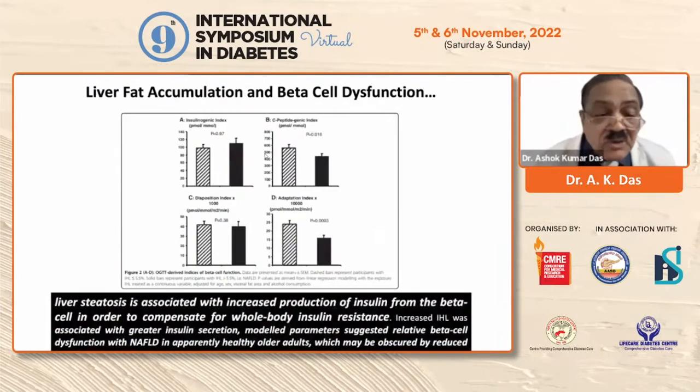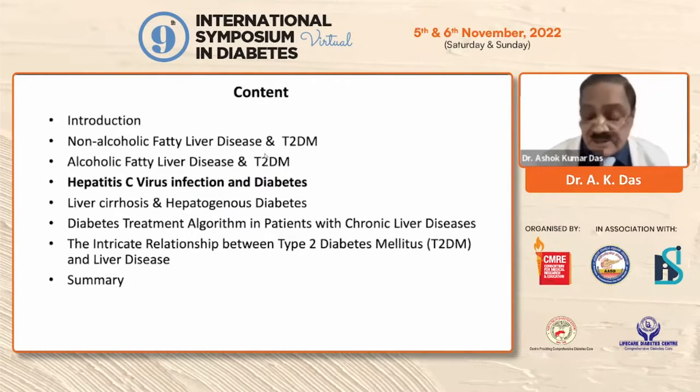Now, this cartoon shows that liver steatosis is associated with increased production of insulin from the beta cells in order to compensate for the whole body insulin resistance. This is associated with greater insulin secretion, and the model parameter suggests relative beta cell dysfunction with NAFLD in apparently healthy older adults, which may lead to diabetes mellitus.